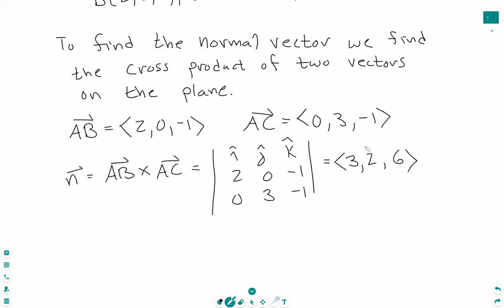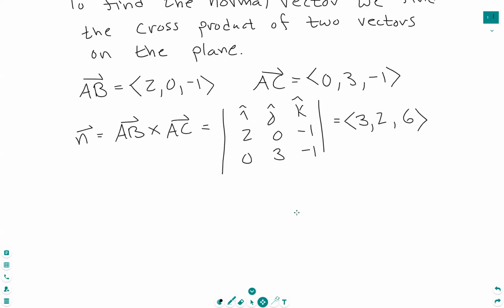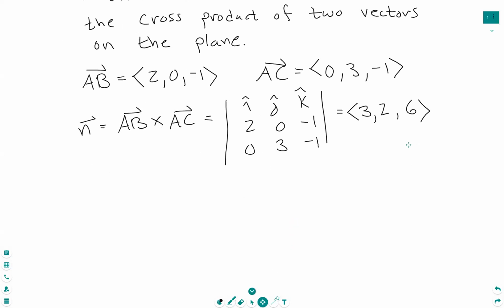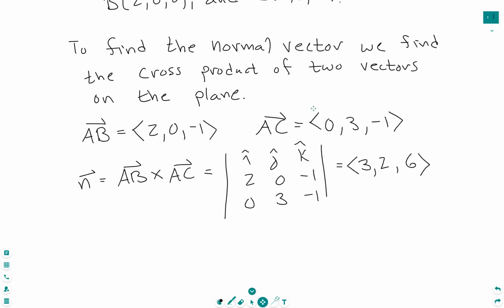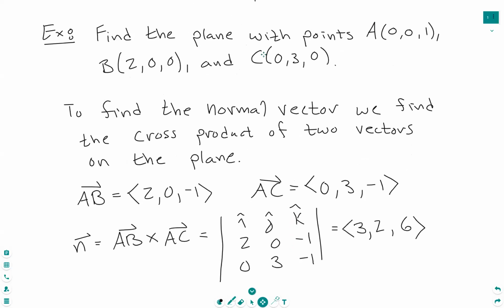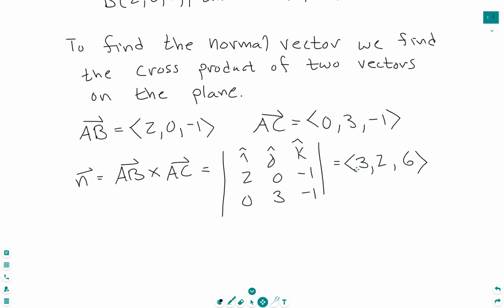So our cross product is just 3, 2, 6. And this vector is pointing orthogonal to our plane. Okay. So now all we need is just a point that's on the plane. Well, any of our points A, B, or C will work perfectly fine. I'm going to just choose A.